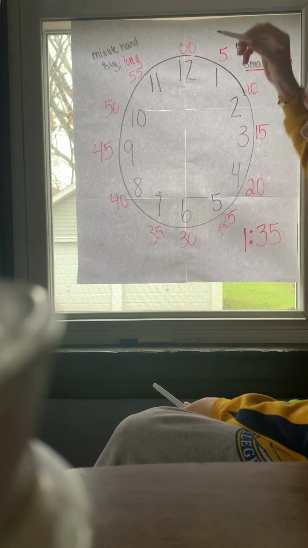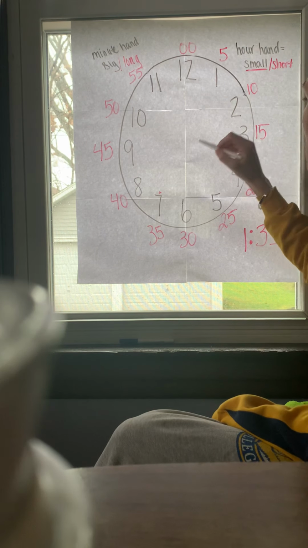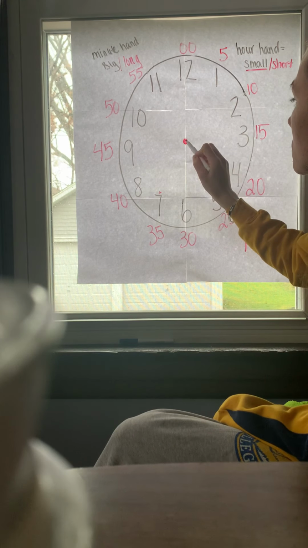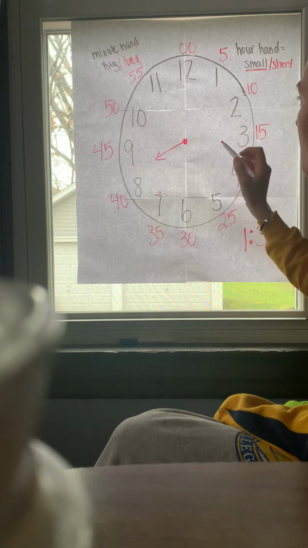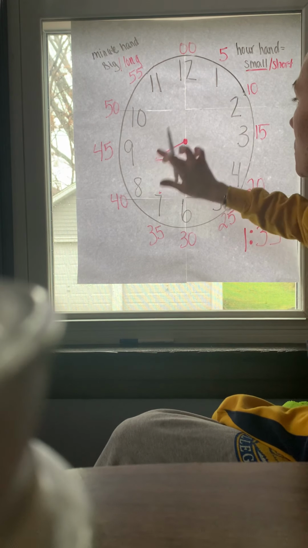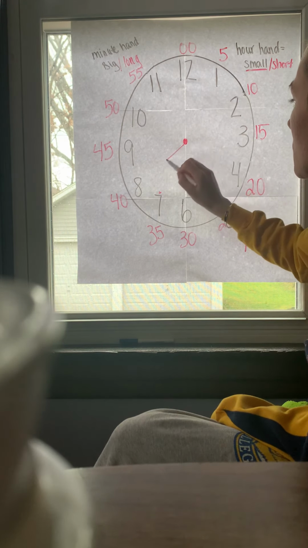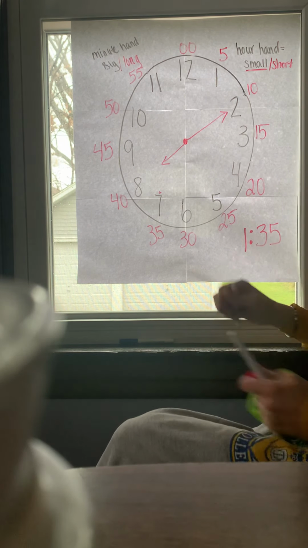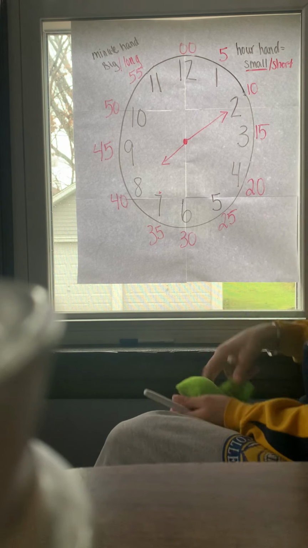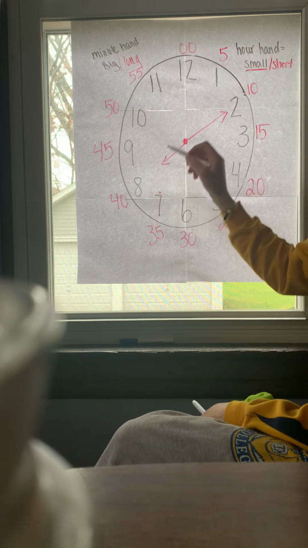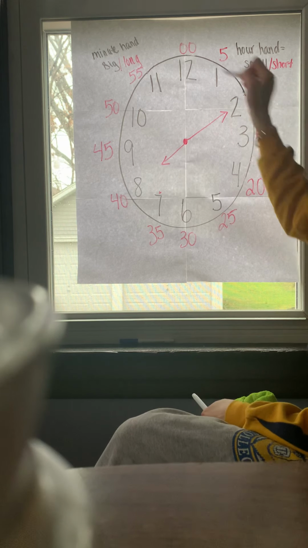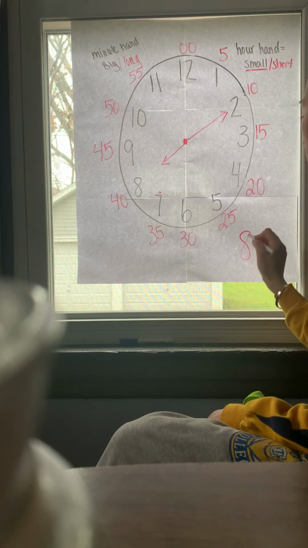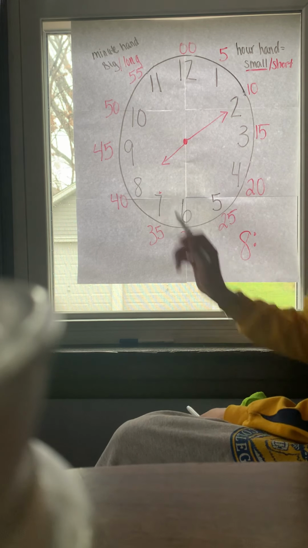Let's make the hour hand go here, and let's make the minute hand go here. Okay, so the short hand is the numbers on the inside. So the short hand right now is pointing to the 8. So that is the hour, 8.